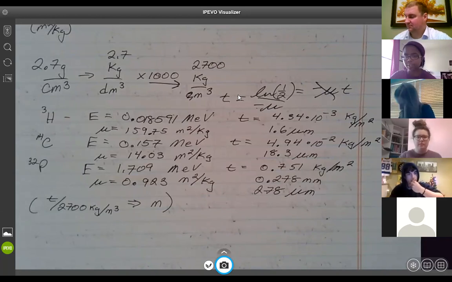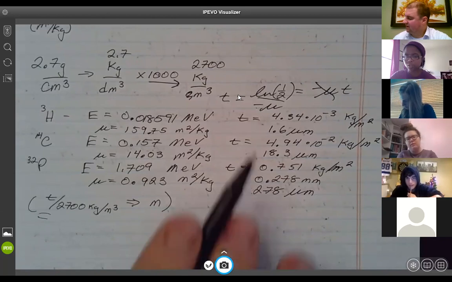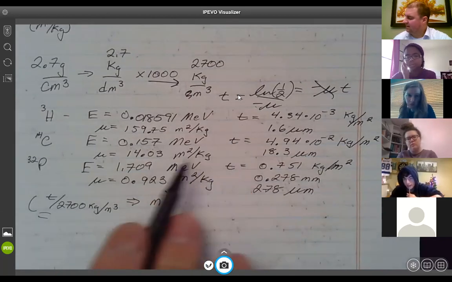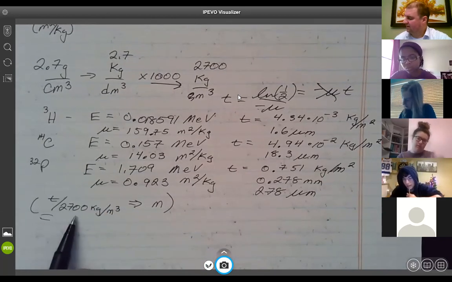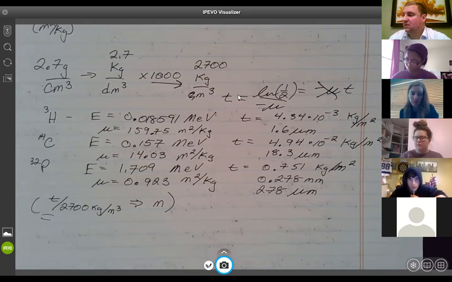You're dividing mu by the density to get the micrometers? Dividing the T. So I solved for the T. Oh, the T, okay. In the given units, and then I went ahead and converted the T to find it in meters. And then just kind of solved what the exponents were and changed it to micrometers. So these are the half value layers.